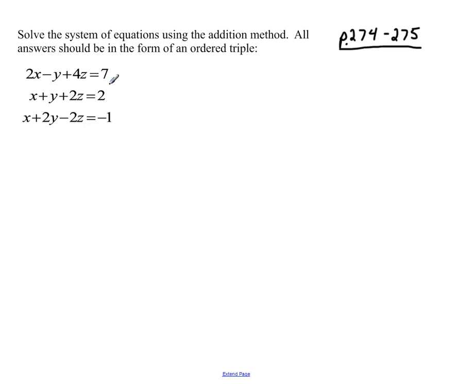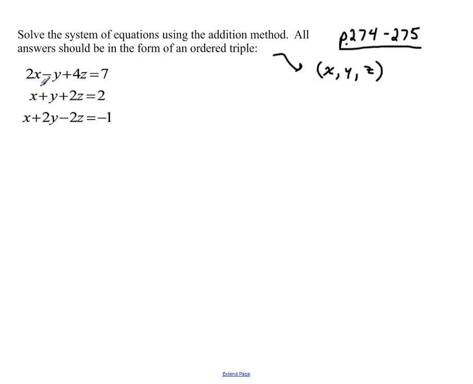Okay, so I have three equations, and they contain three variables each. How can we possibly find a solution of the form, when we say an ordered triple, we want a solution of the form x, comma, y, comma, z. We want a three-piece coordinate, I guess we could call it, an ordered triple.